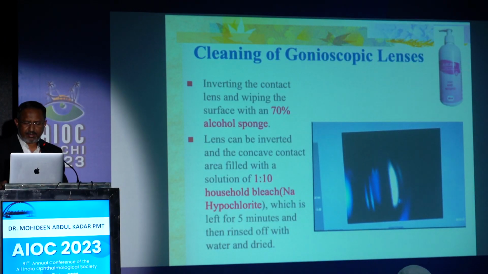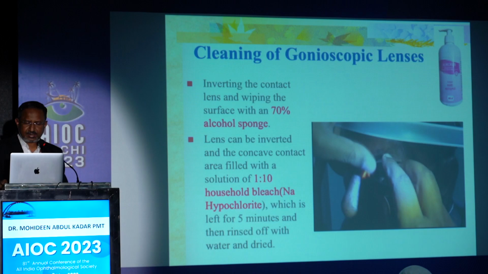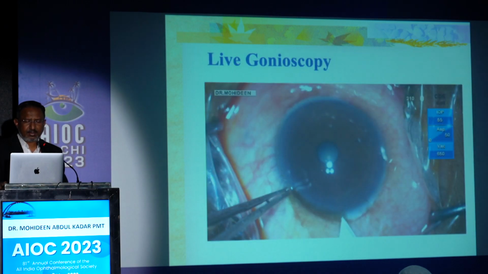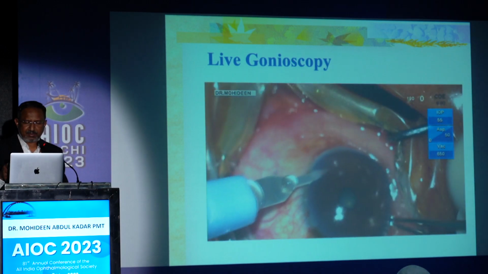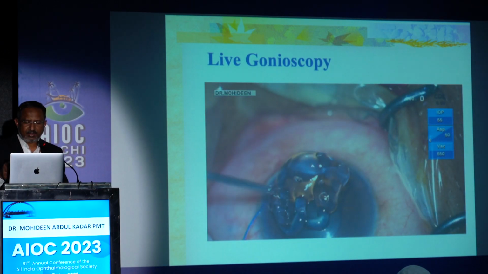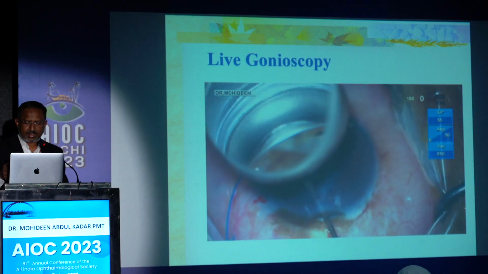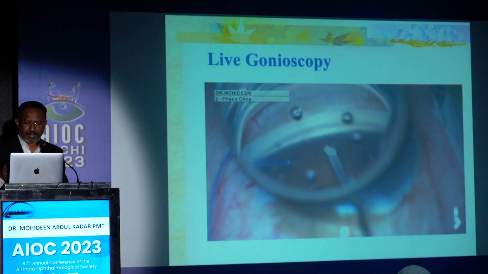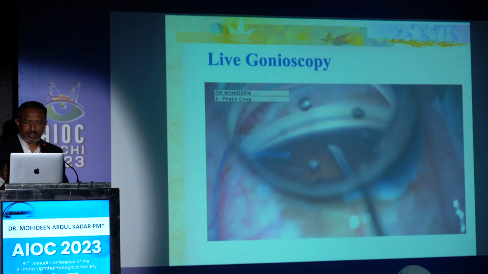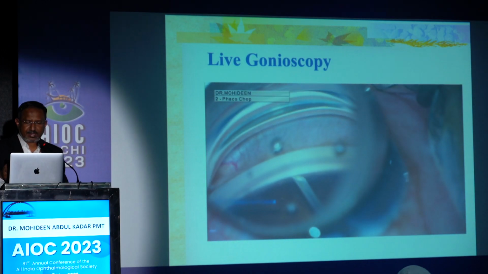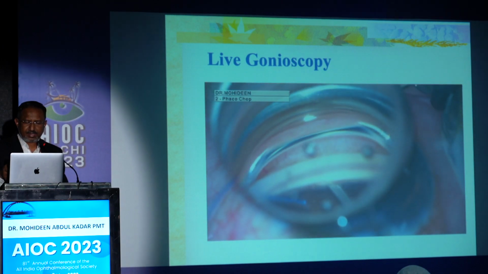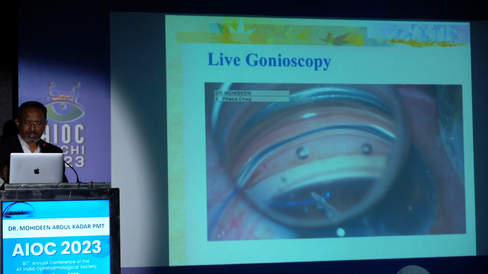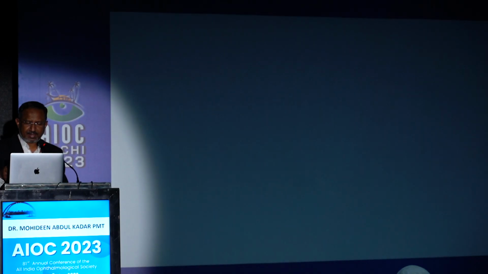Gonioscopy can be very important, especially in GAD surgery, because we need to look at the angle, look at the pigmented tuberculum, and make a nick there. Then you see Schlemm's canal, you deepen that area, and then you put a suture there. This is Schlemm's canal.